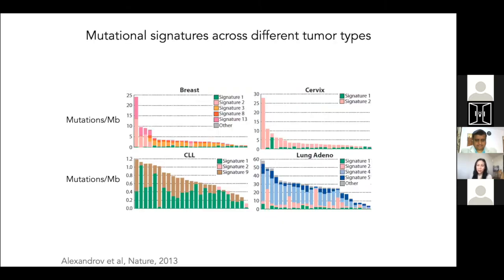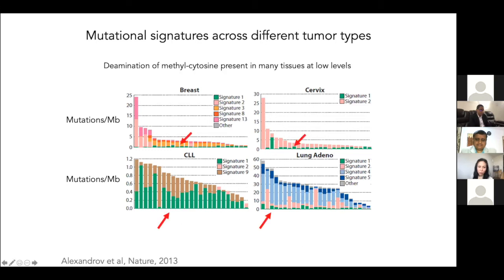So what does it look like in individual patients? Here I'm going to show you 4 different tumor types: breast, cervix, a kind of leukemia, and lung cancers. Each bar represents a patient. You can see that they all have different numbers of total mutations, and they have different colors representing the different signatures. The arrows are pointing at the green signature, signature 1, that's deamination of methylcytosine. Every sample has a bit of it because it's common and it's normal.